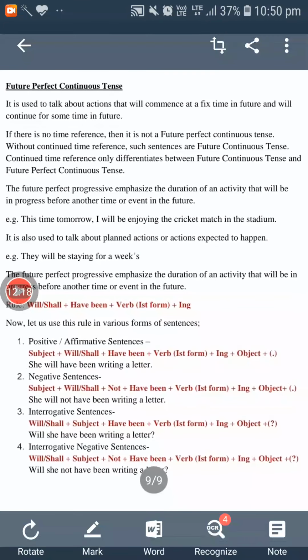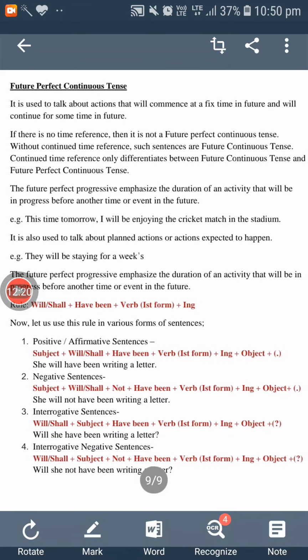So now future perfect continuous tense. It is used to talk about actions that will commence at a fixed time in the future and will continue for some time in the future. If there is no time reference, it is not future perfect continuous tense. Without a continued time reference, such sentences are future continuous tense. It is not future perfect continuous tense.